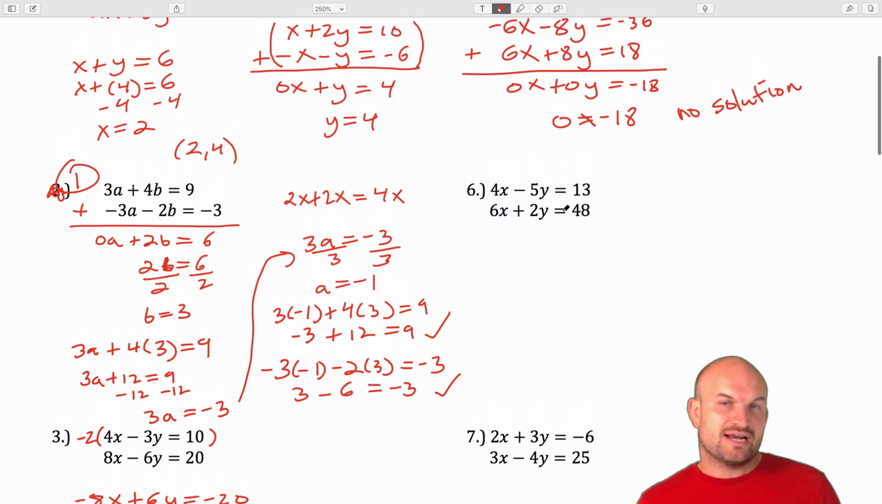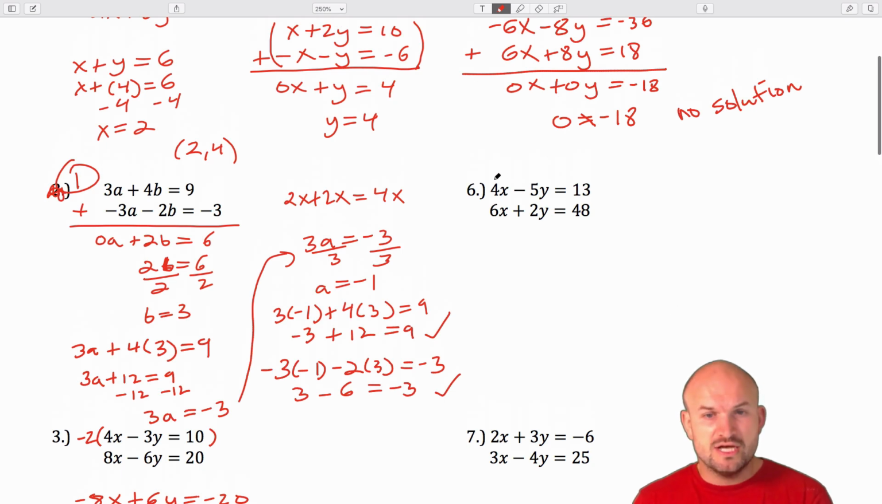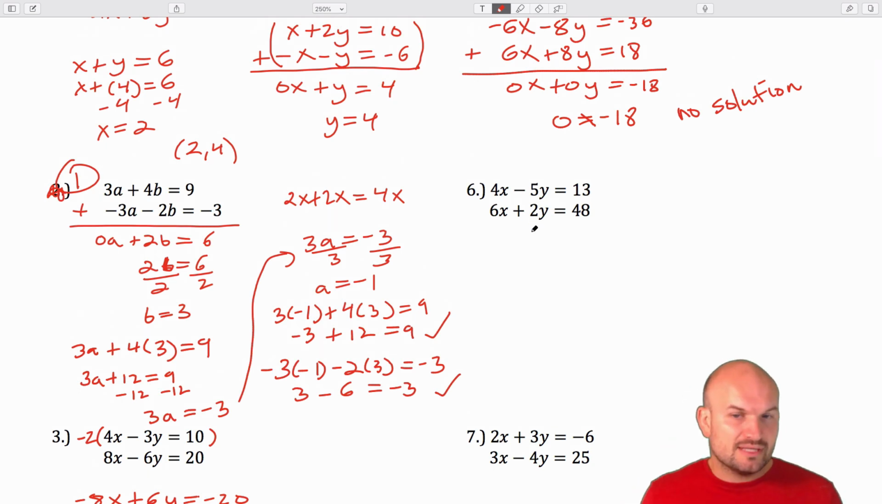What it looks like we're going to have to do is use two multipliers. So we've got to find the least common multiple of our two coefficients. We could find the least common multiple of 4 and 6, or we could find the least common multiple of 5 and 2. Now, it doesn't matter which one you do. Typically, we like to find the least common multiple. It's usually going to be the smaller number, just to make things easy.